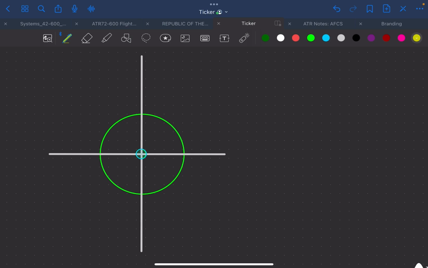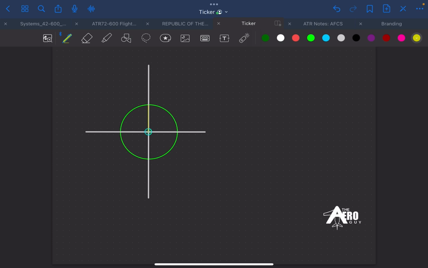And crankshaft rotation, as represented by the crank throw movement, can be represented by this yellow line. Right. So, let's pull up the problem again.